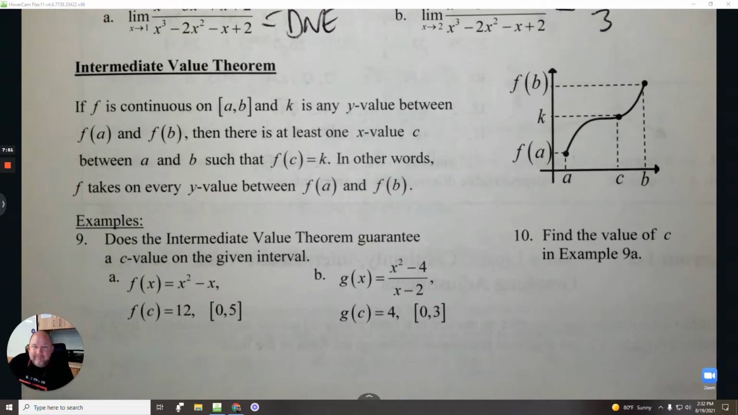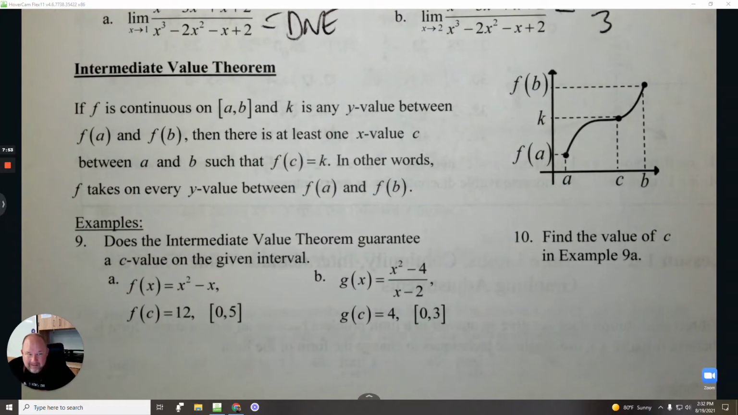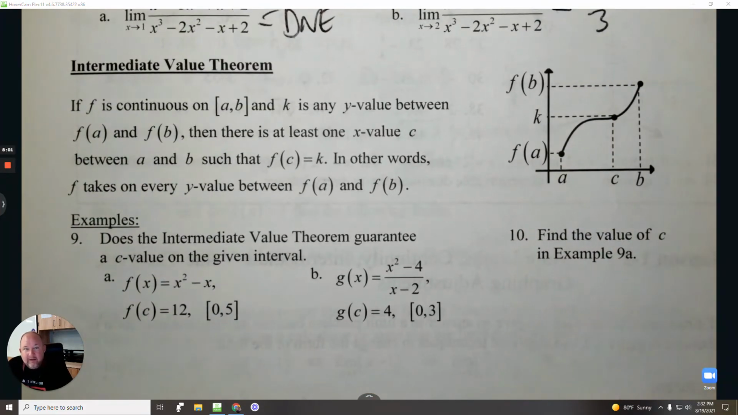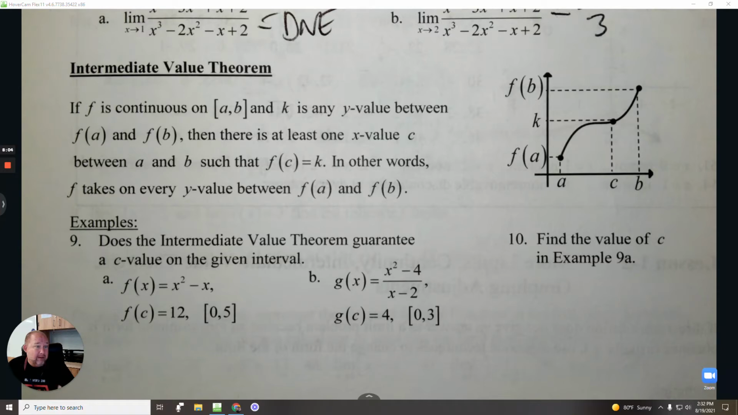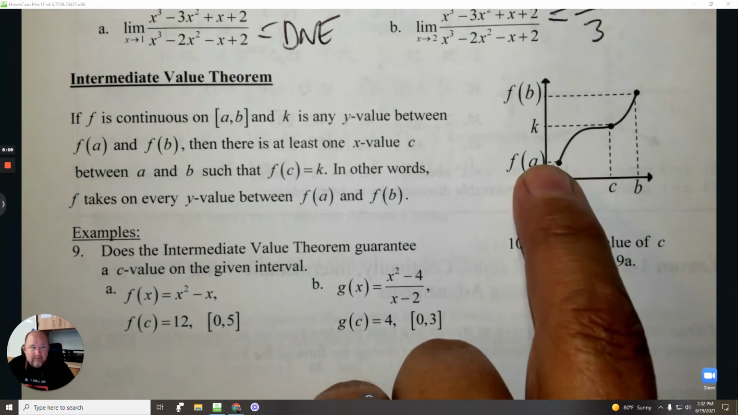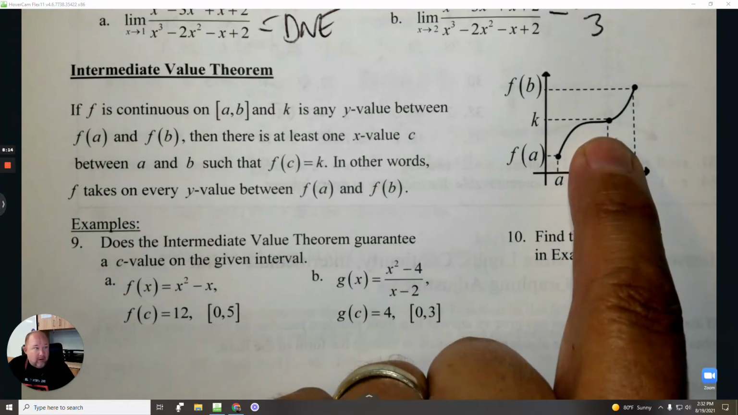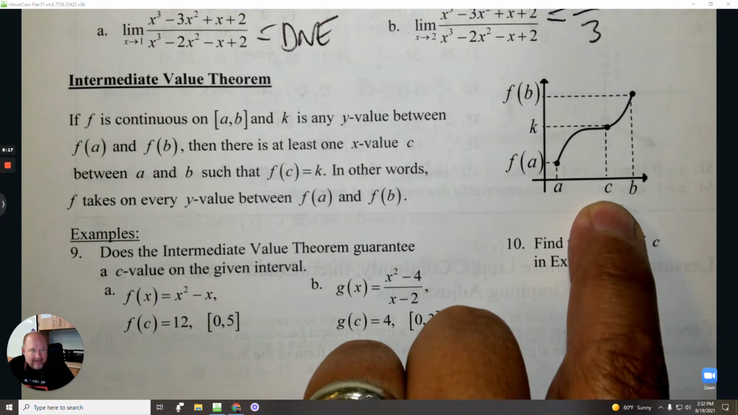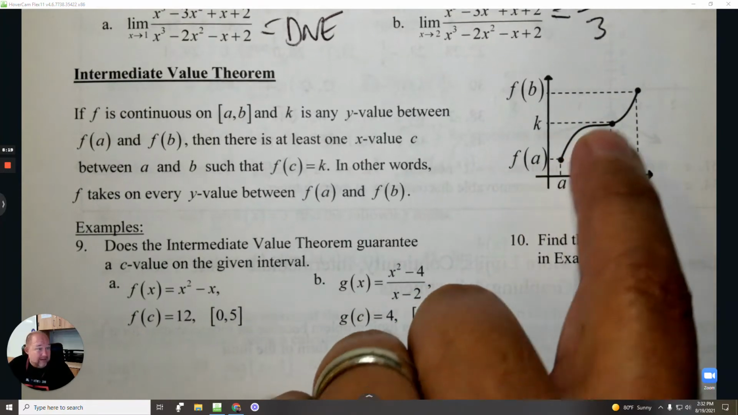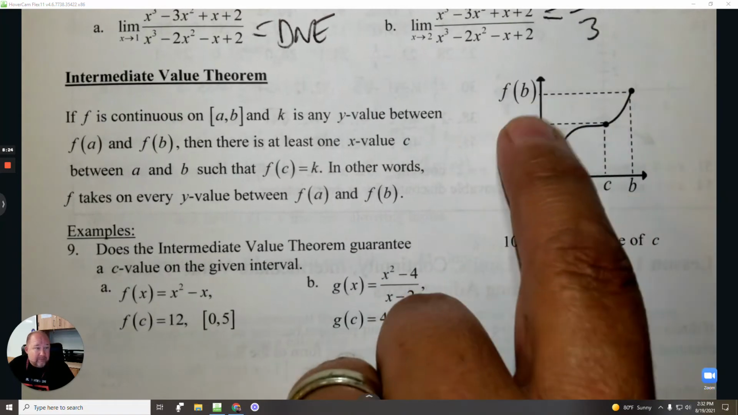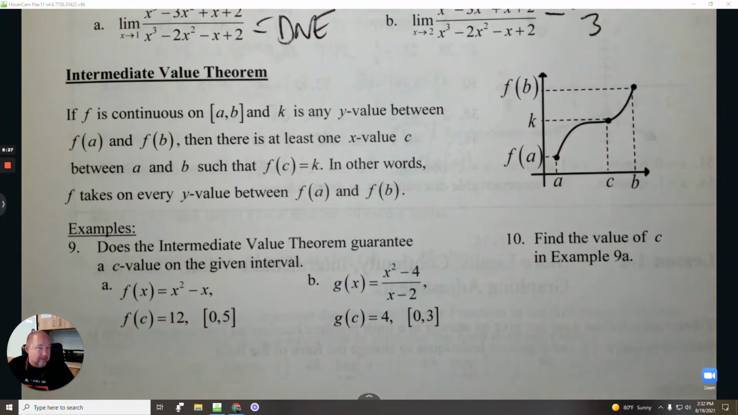Here I am. Intermediate value theorem. If it's continuous from A to B, and K is any Y value in between f at A and f at B, then there's at least one X value, or C, between A and B, where it equals that. And so if it's continuous and you have a Y value that's less and a Y value that's greater, if you have a Y value in between, there must be an X value where it exists because it's continuous. So if you don't lift up your pencil, you have a lesser value and a greater value. If you have a Y value in between, that's the intermediate value theorem.